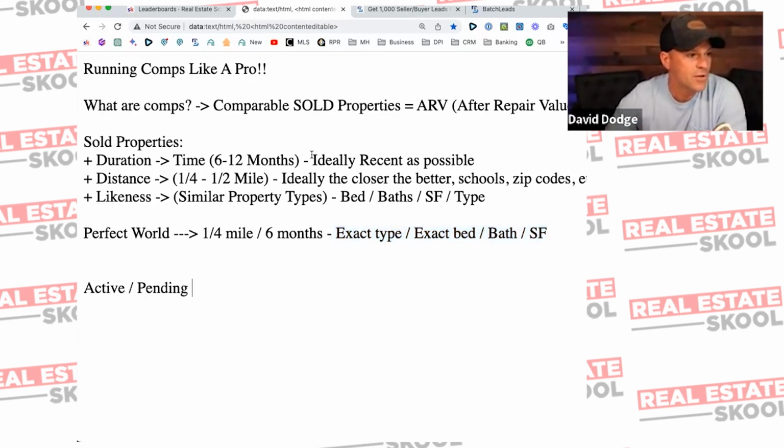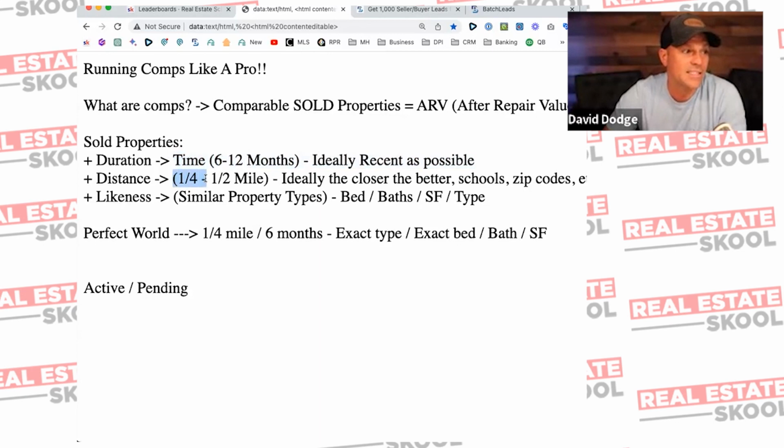So duration, 6 to 12 months. In the event that you can't find anything in 12 months, you can go out a little farther, but I would caution you, do not go beyond 18 months because a lot of things can change over 18 months. In fact, a lot of things can change in 12 months. So the more recent, the better.